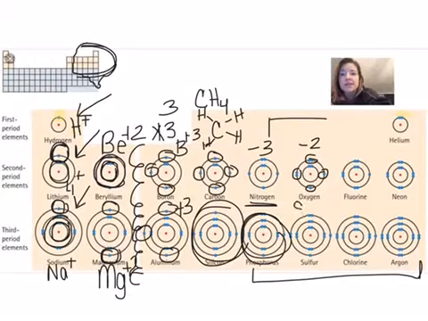Sulfur is going to do the same thing. Sulfur will get a -2 charge and gain 2 electrons. Trend continues. Fluorine is going to gain 1 electron for a -1 charge, and chlorine is going to gain 1 electron for a -1 charge.